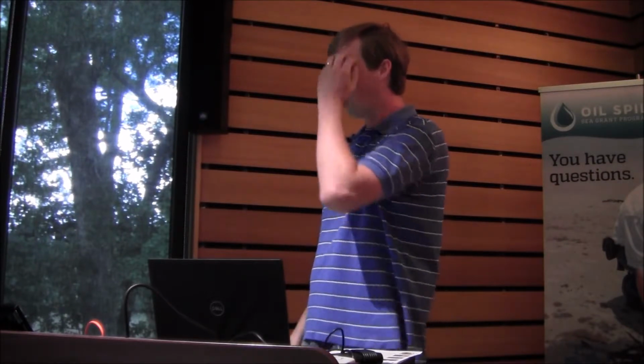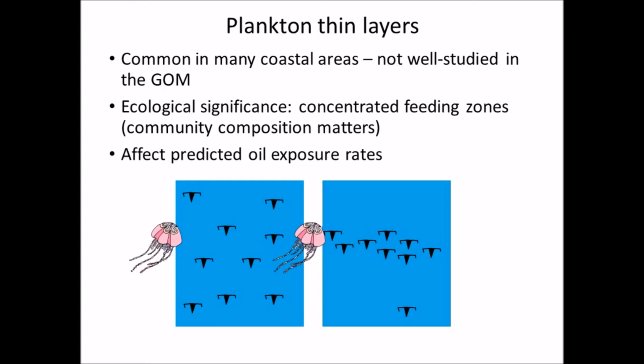And so one of the topics that I've been researching for quite a while is plankton thin layers, which are dense aggregations of plankton, usually several times the background concentration, where they essentially aggregate in an area less than 5 meters vertically. And basically nothing is studied about these in the Gulf of Mexico. However, there are other environments where they're very well described.